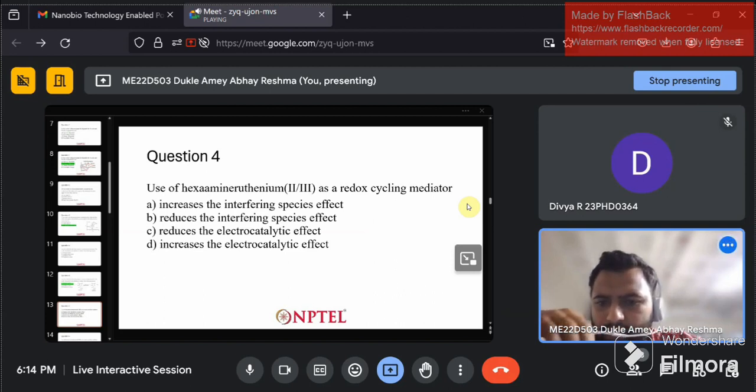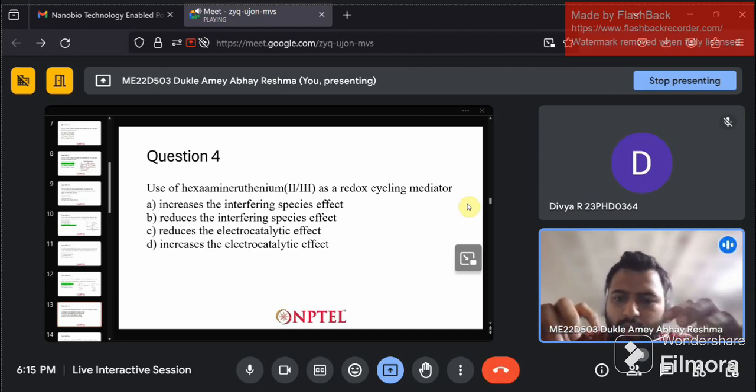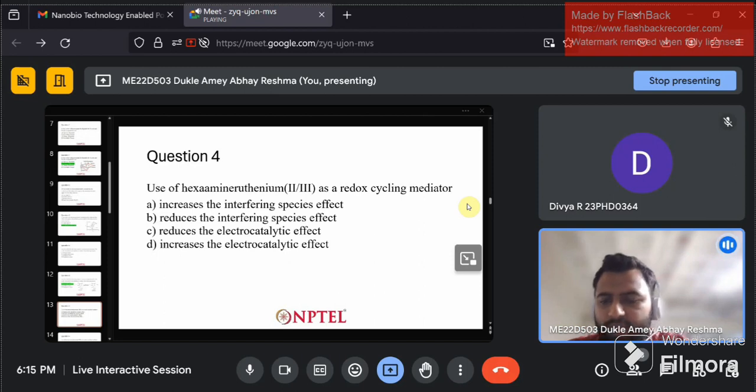So basically, in a redox reaction, you need to apply a certain potential for the redox cycling to occur. In the case of a typical mediator such as ferrocyanide, you need to apply more potential. When you apply more potential, you are basically giving more energy. So when you give more energy, even the side reactions get initiated faster. So these side reactions obviously lead to interference in the signal. So this is the basic fundamental of why ruthenium is being used in the entire redox cycling mechanism.